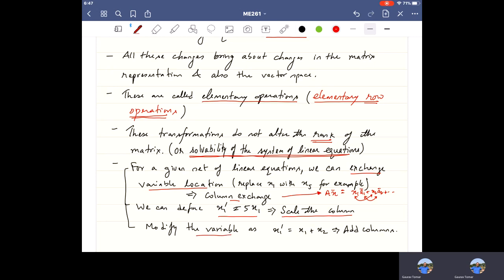I can modify the variables as I want, to write x1 plus x2 as a new variable x1 prime because I see that would make it easy for me to solve. So I can do that also. That means I can add columns also. So these are called elementary column operations. You can think of them as elementary column operations. So as you saw, with elementary row operations, you have to change y. With elementary column operations, you have to change x.